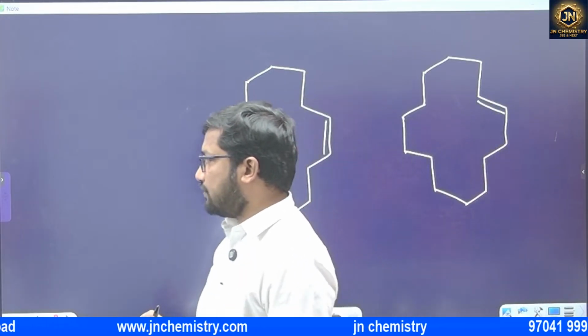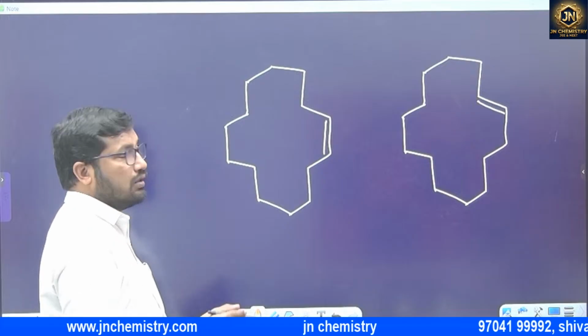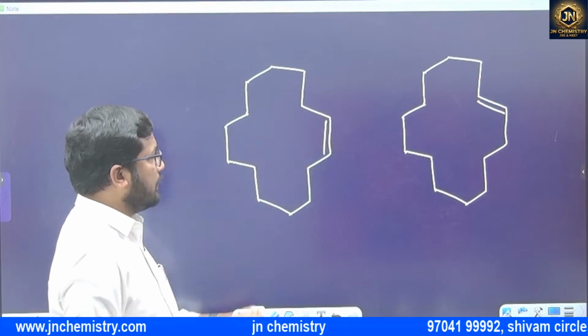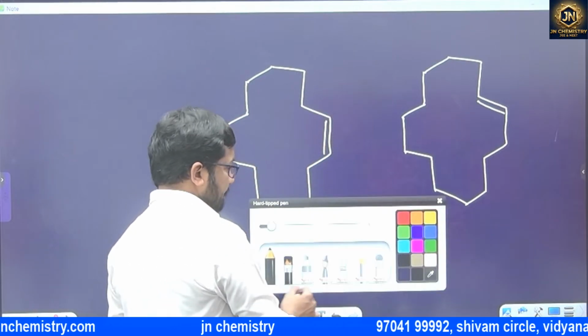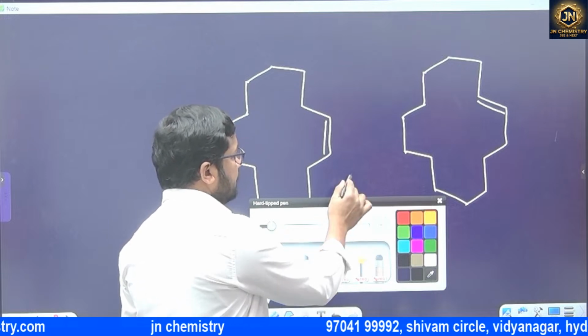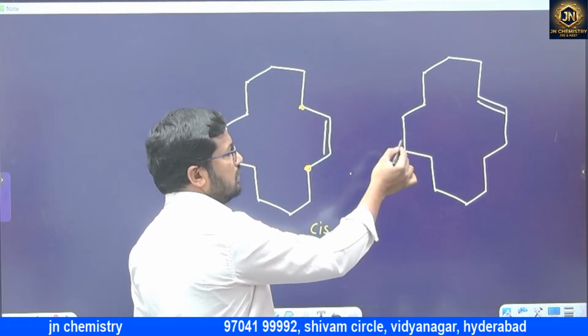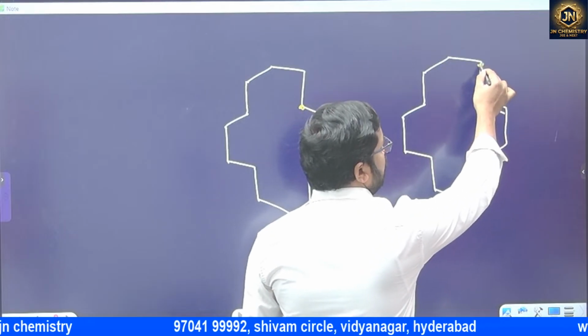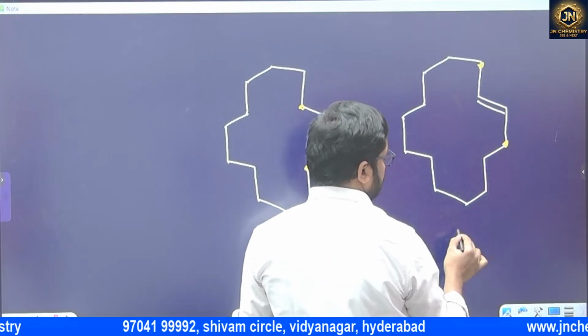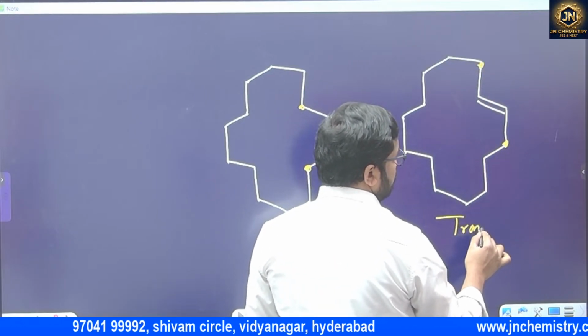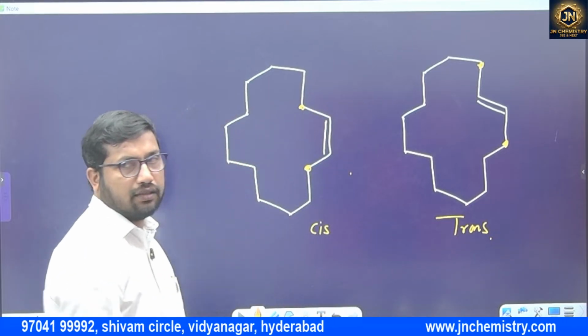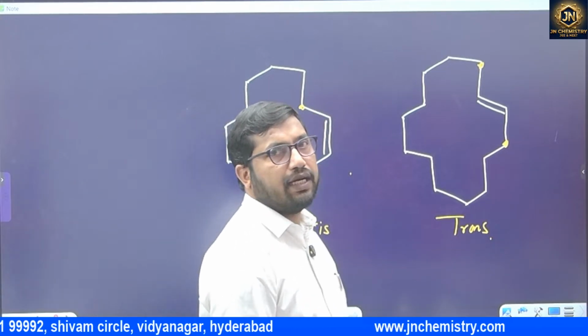So what about the first one and second one? This is cis, same side. Here it is opposite side, trans. Write it down. Cis and trans. The bigger cases also we can write.